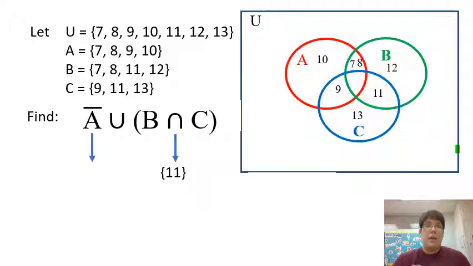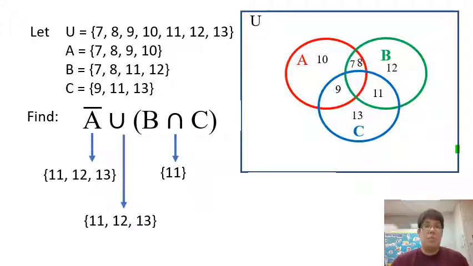Okay, now A complement is everything that is not in the set A. So when you take everything out, you will get 11, 12, and 13. And then finally, we want to union those two sets together. And when you union those two sets together, you end up getting the set 11, 12, 13. Okay, so let's take a look at how that looks on the Venn diagram. We're going to start with the B intersect C. So B intersect C is going to give you the shaded yellow. So that's how we got the 11.